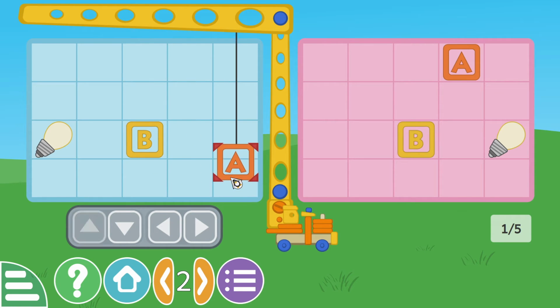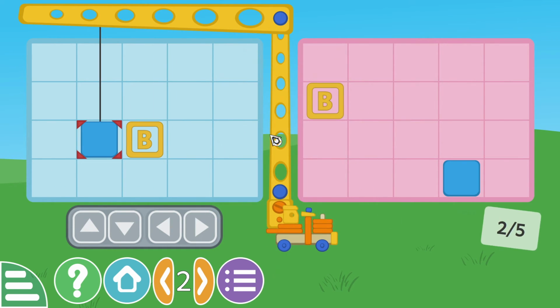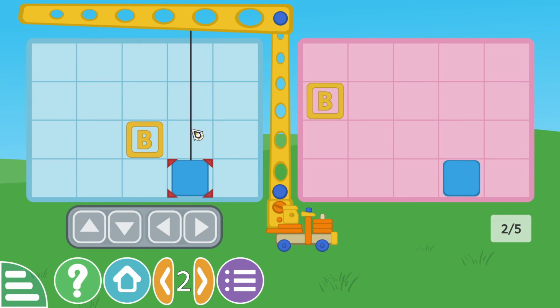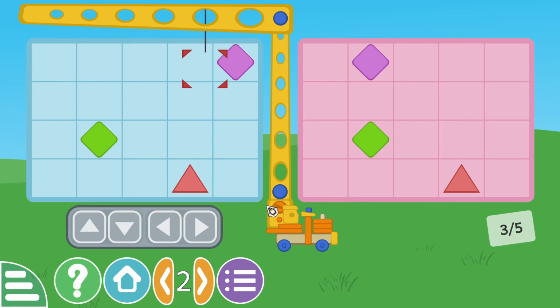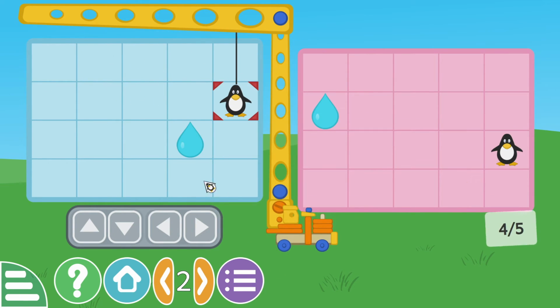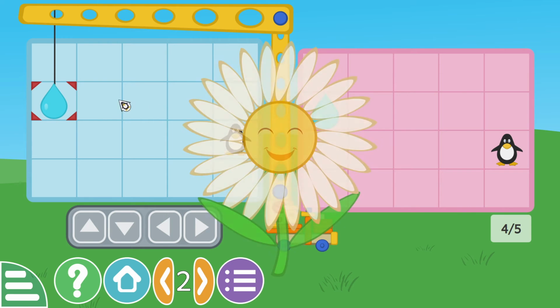Move the B block down, A block up to the top, and then the light bulb over to the right. The blue square has to go to the bottom and the B all the way to the left. Purple diamond to the top. The other 2 were already in place. So tux has got to come down 1, the drop up 1, and left 3.